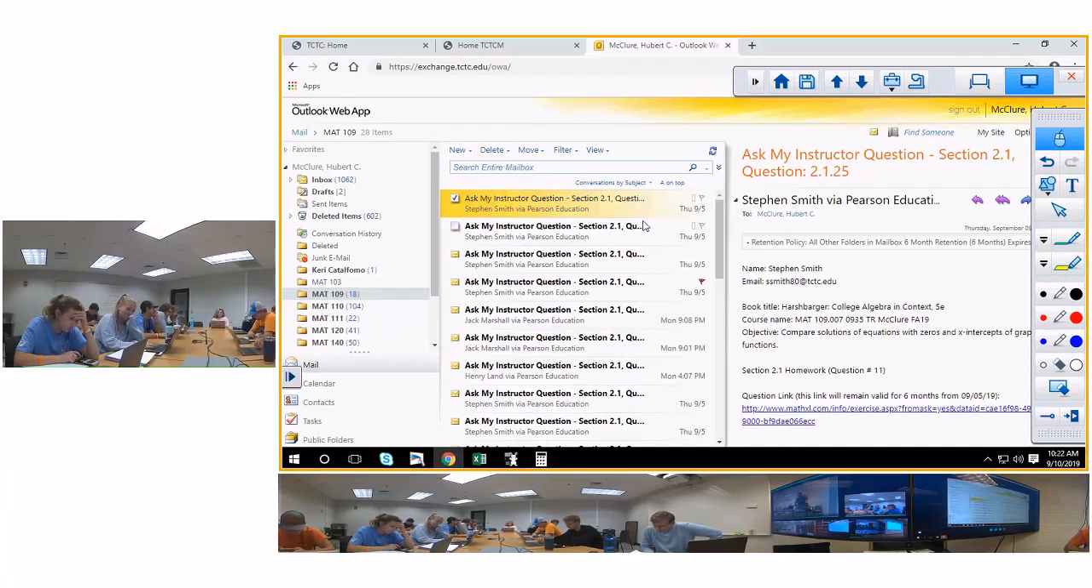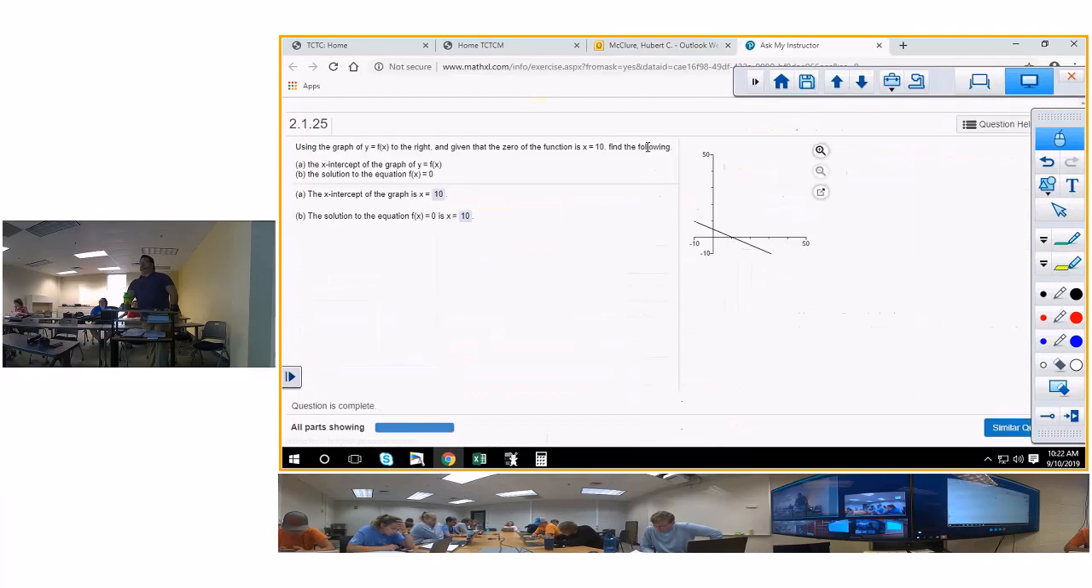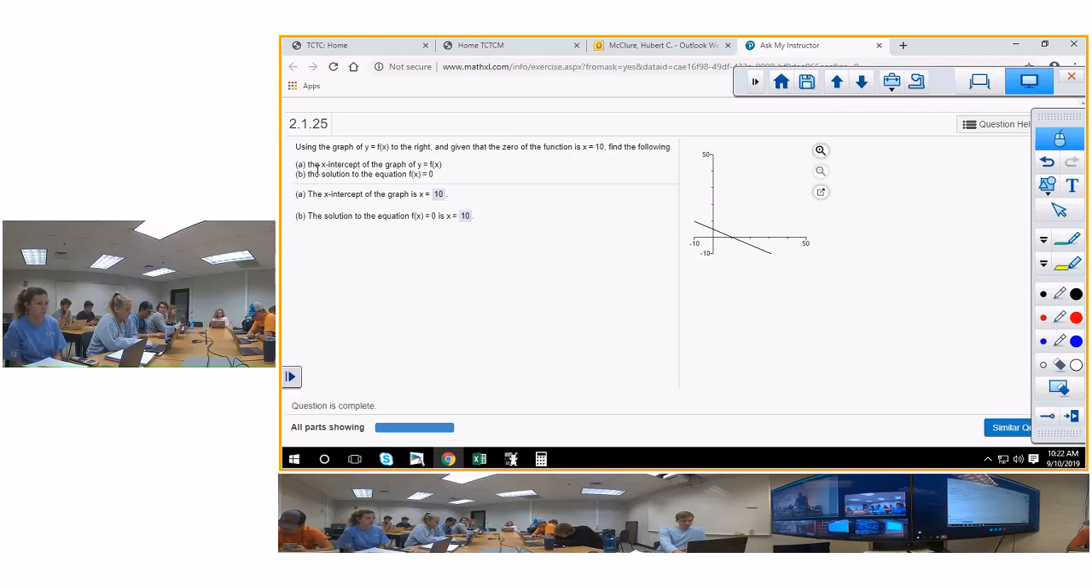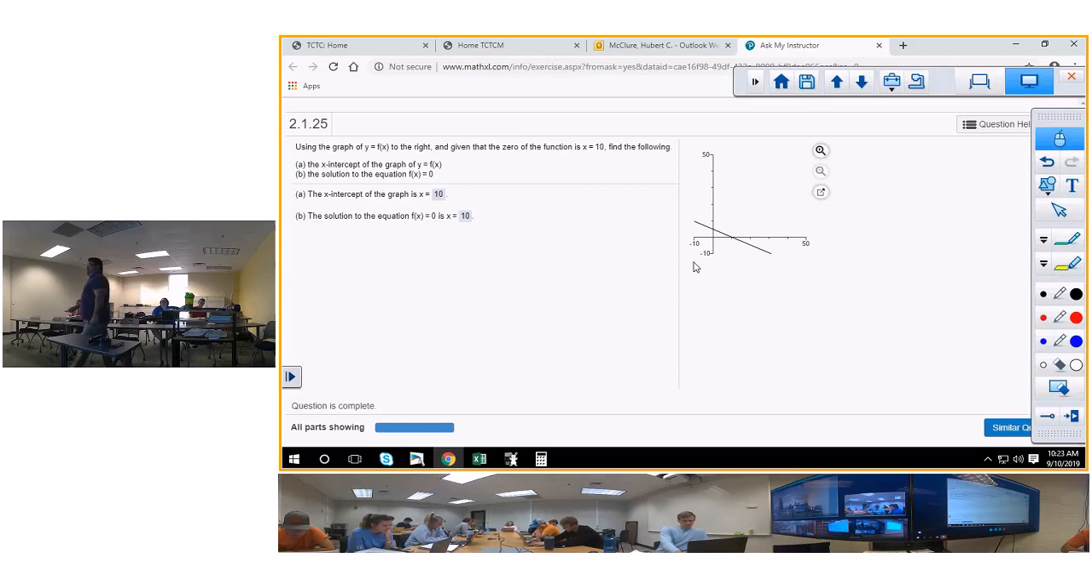Next, 2.125/11. Using the graph to the right, given the zero function x is equal to 10. Okay? Find the following: the x-intercept of the graph of the function, the solution to the... Okay, I guess they're just wanting you to look at the graph. It looks to me that x is equal to 10. The x-intercept is equal to 10, right?